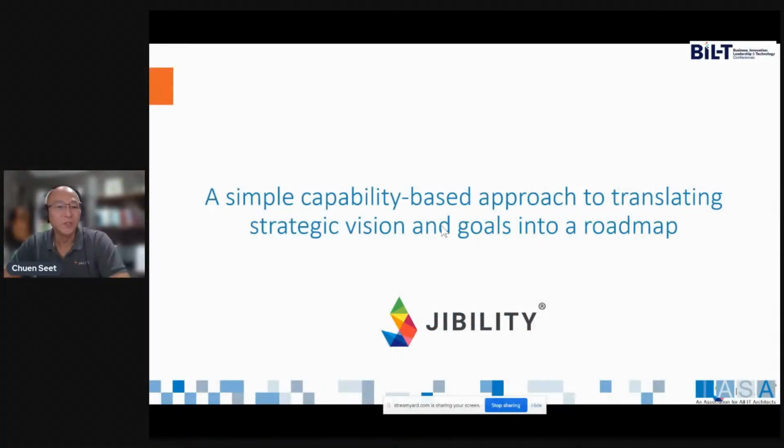Presenting to you what we've accumulated in terms of years of experience in undertaking capability-based planning. And through that learning, we've had the opportunity to simplify a particular method down to what we now call Jibility Steps, which is just a simple 6-step method. For this presentation, I'd like to take the opportunity to explain to you this simple capability-based approach for translating strategic vision and goals into a roadmap.